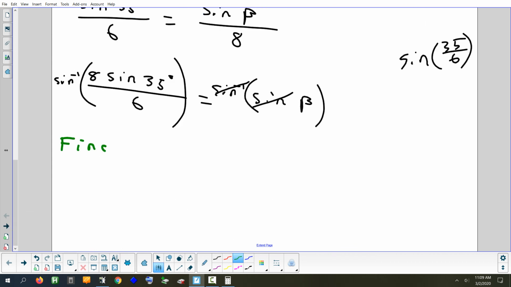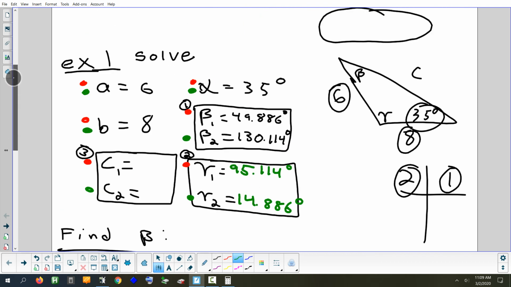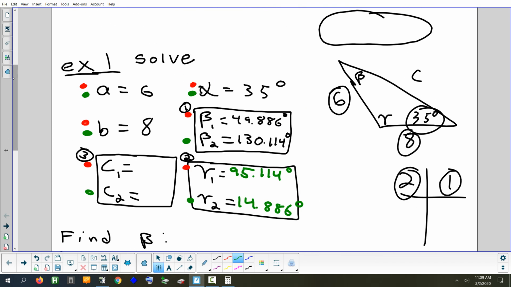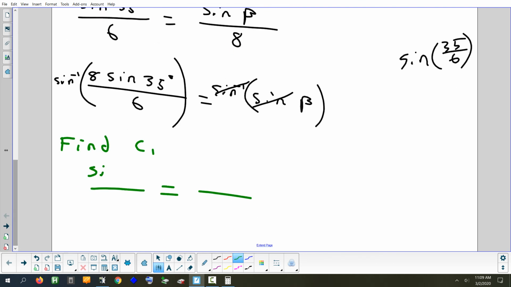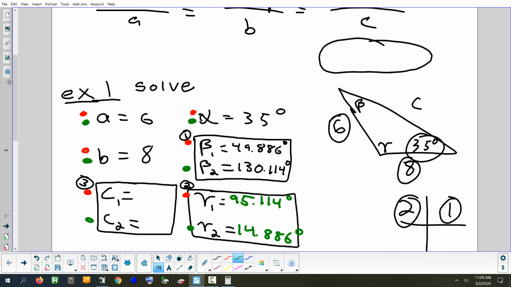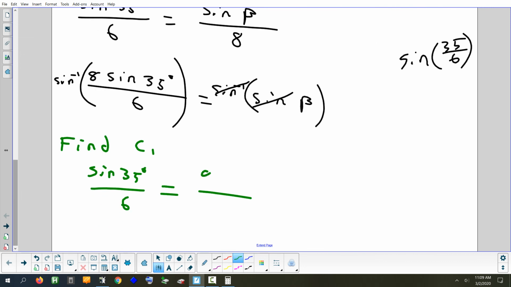Let's find C1. And can you set up my proportion, Zach, to do that? Yeah, it would be sine 35 divided by 6. Yep. And then sine 95.114 divided by C. Yep. C, which one? C1. Yep.